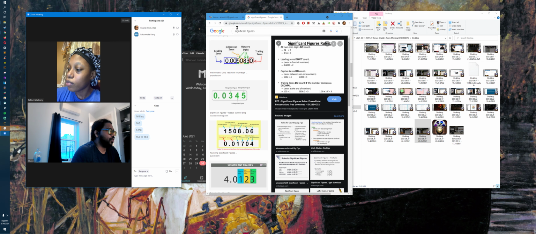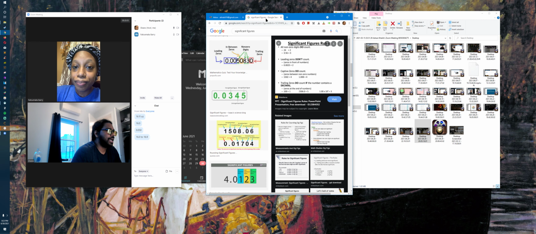Now, let's try to incorporate that into your chemistry work. If you're doing chemistry calculations that involve significant figures, first of all, for each of the calculations, use as many significant figures as possible. But when you get your final answer, you're going to be limited by whichever measurement has the lowest number of significant figures.